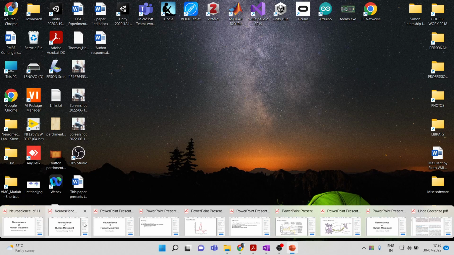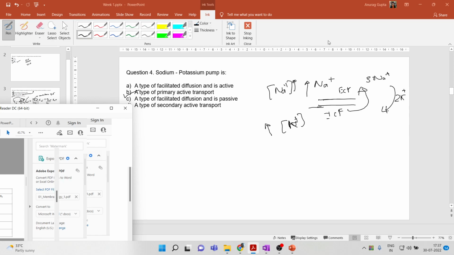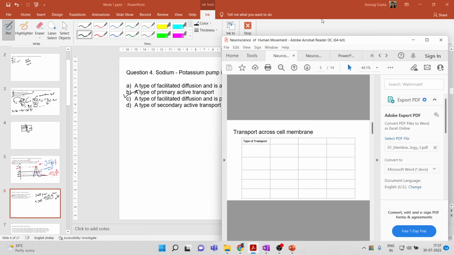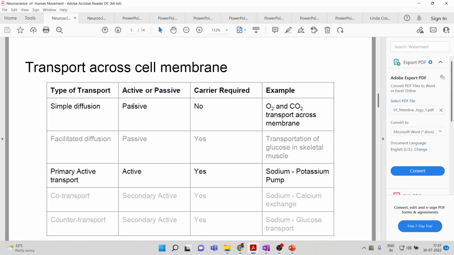So you can see here, these are the slides. I'm trying to drag it. You can see here there are a lot of options. This slide basically covers everything, but we are only going to focus in this course on this particular type of transport, primary active transport, which is the sodium potassium pump.